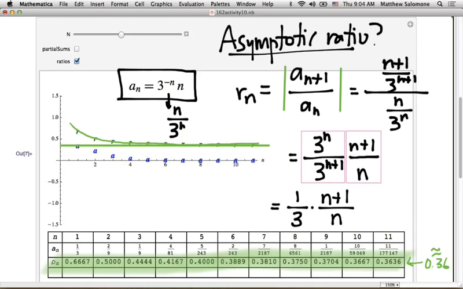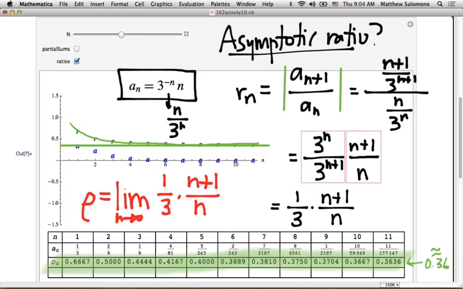I should, quote unquote, plug in infinity. And how do you plug in infinity in calculus? Take a limit. So what I need is the limit of these ratios, which are 1/3 times (n plus 1) over n, as n tends to infinity. And that's the quantity that we call rho, the asymptotic ratio of this series.